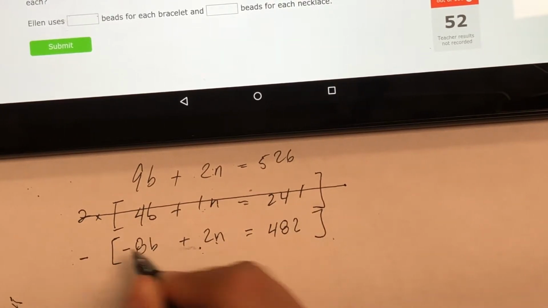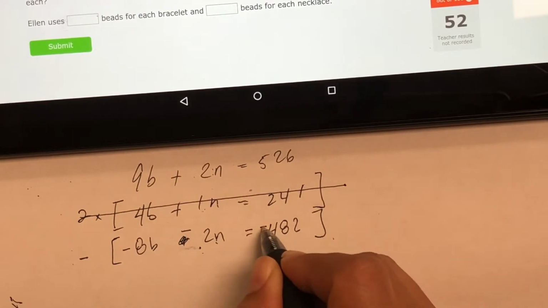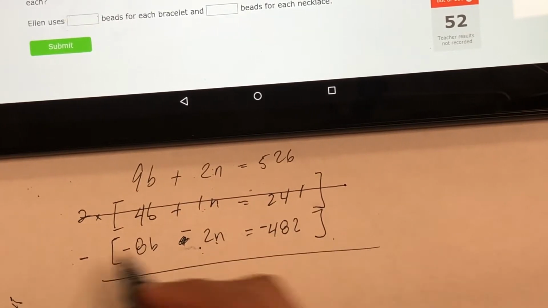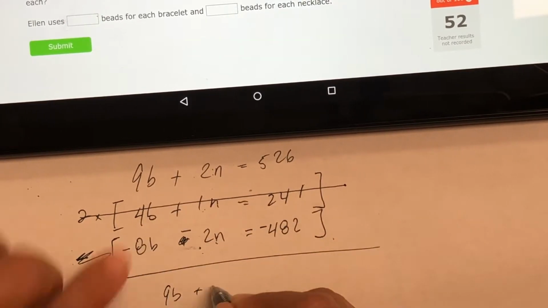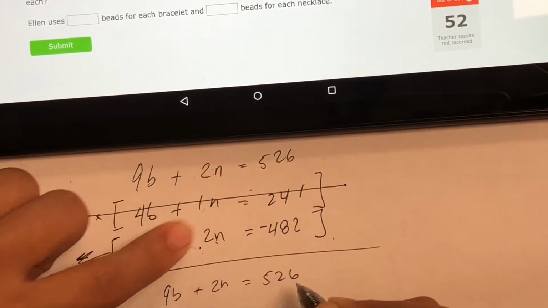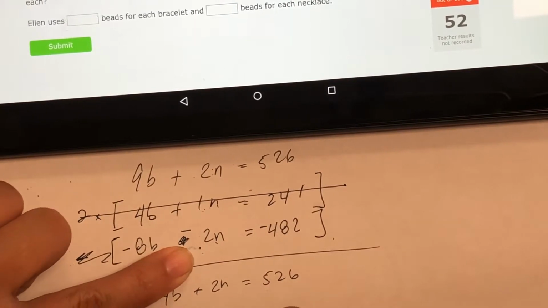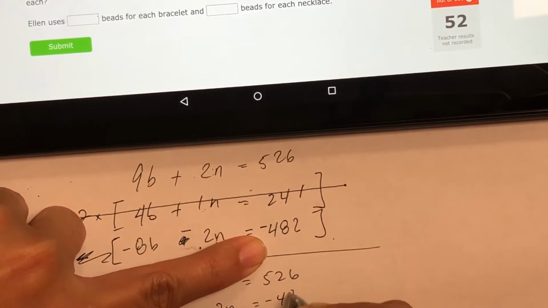So positive times negative is negative. That's going to become a negative. That's going to become a negative. Okay, I'm going to rewrite this so it doesn't look so crazy. So 9b plus 2n equals 526. And negative 8b minus 2n equals negative 482.